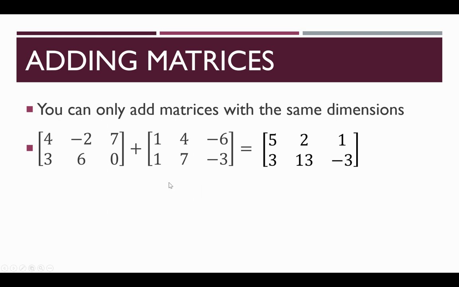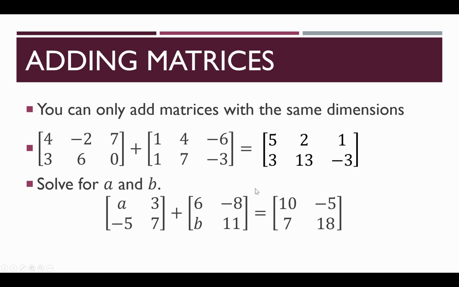How do we get these numbers? Well, you take 4 plus 1 to give you 5, -2 plus 4 to give you 2, 7 plus -6 to give you 1, 3 plus 1 to give you, that didn't work out. Yeah, there's a typo on there, sorry. 6 plus 7 to give you 13, 0 plus -3 to give you -3.